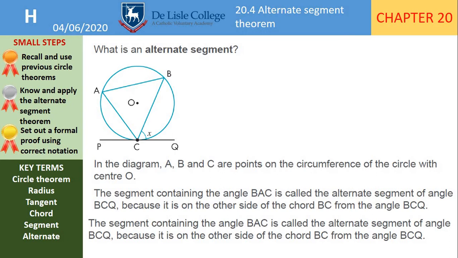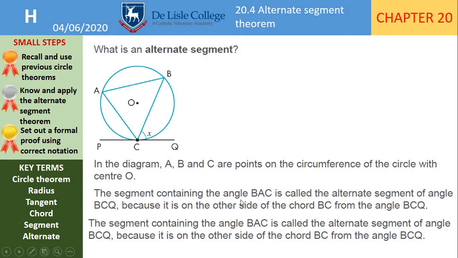So what is an alternate segment theorem then? So this is the typical type of question. We have a circle with points A, B and C on the circumference, and the centre is always labelled as O. So remember, a segment is a piece of the circle that is enclosed by a chord and the remaining circumference. So this is a segment here, this is a segment here, and this is a segment here. So this triangle makes 3 segments within the circle.